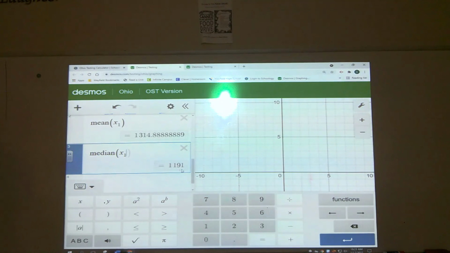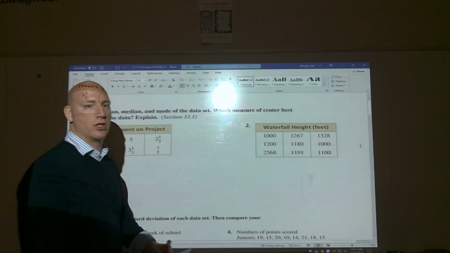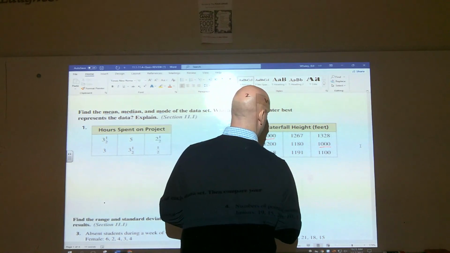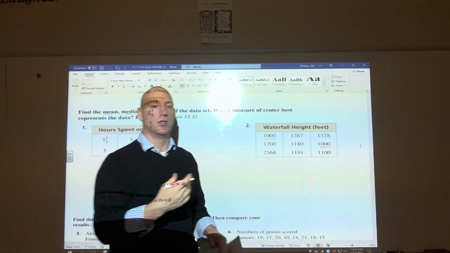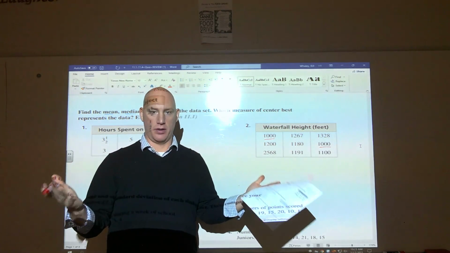I would suggest you do use Desmos since it is a test. And then the mode will not be done by them. They expect you to be able to look and see which number occurs most. I see 1,000 here and 1,000 there. So my mode would be 1,000. Just to make sure, if no numbers repeat, you simply say there is no mode.